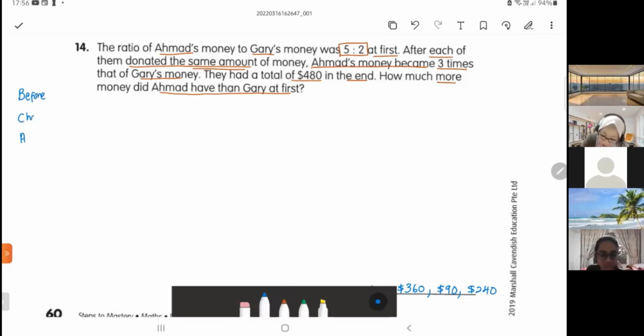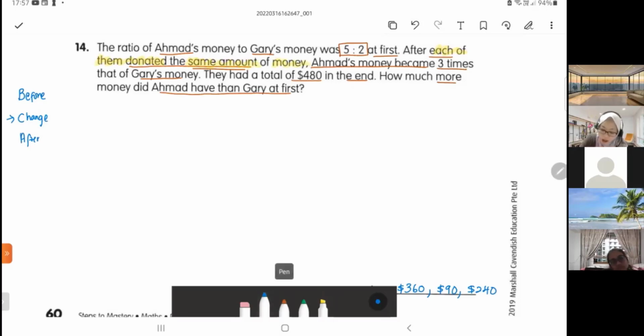Before, change, after. Always focus on the change. Let's look at the change. Where is the change first? The change is when something happened to their money. What happened in this question, right? After each of them donated the same amount of money.